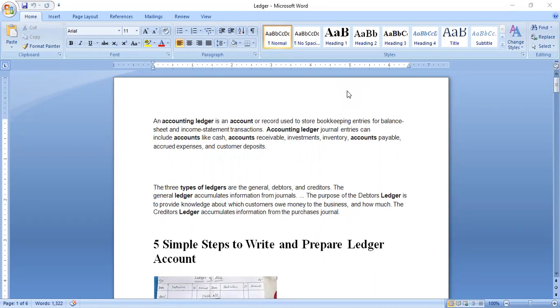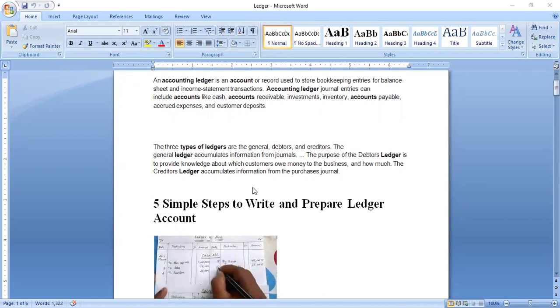In our accounting practice, there are three types of ledger: general ledger, debtors ledger, and creditors ledger. The general ledger accumulates information from journals. The purpose of the debtors ledger is to provide knowledge about which customers owe money to the business and how much. The creditors ledger accumulates information from the purchase journal.